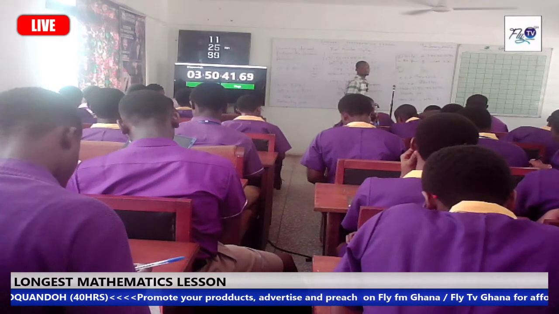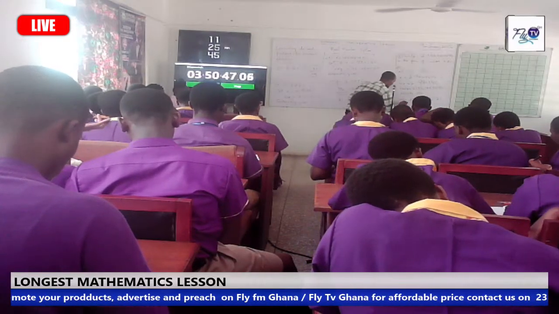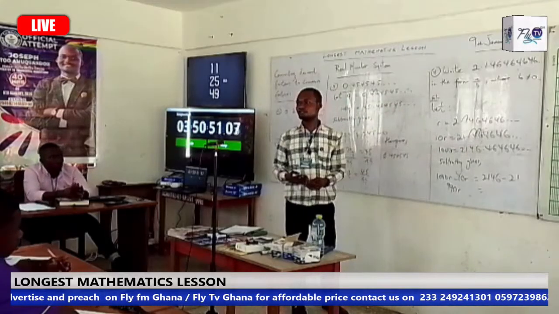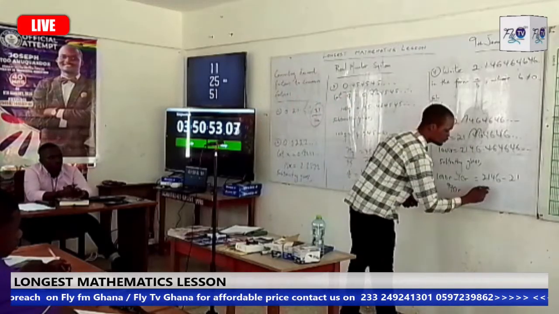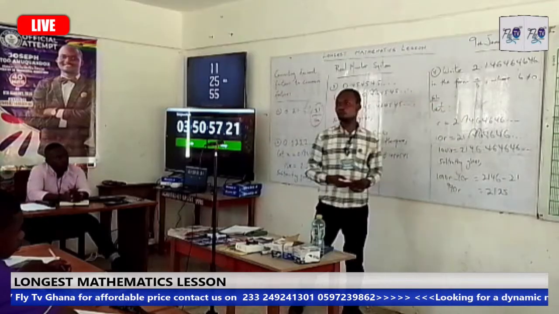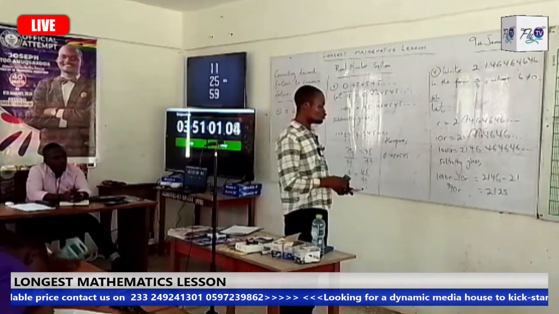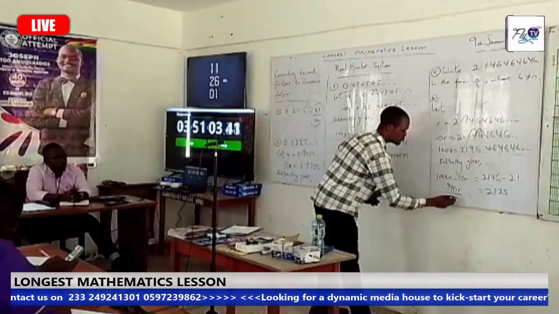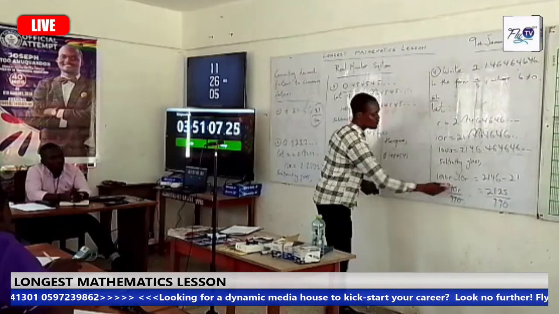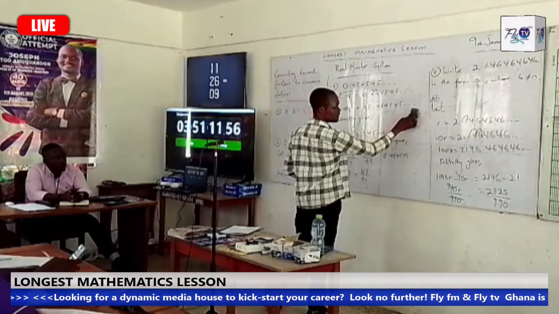In terms of R, what is the difference? 990R. In terms of the whole numbers, what is the difference? 2125. What do we do next? Divide through by 990. Cancel out the numbers for the R.